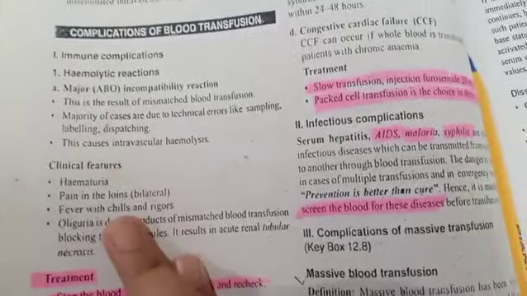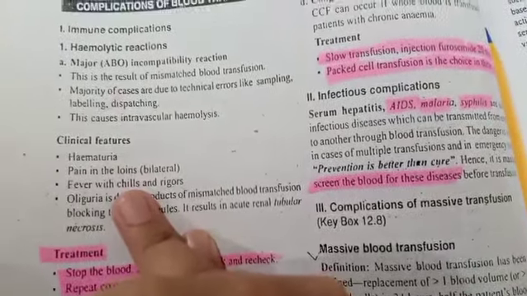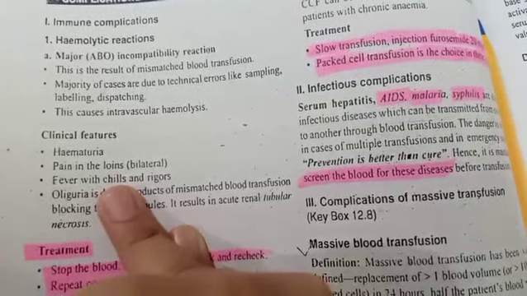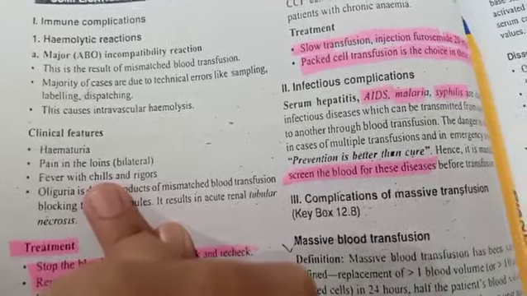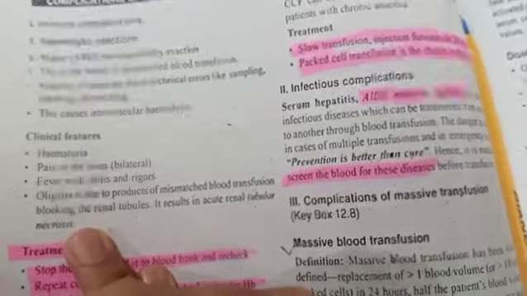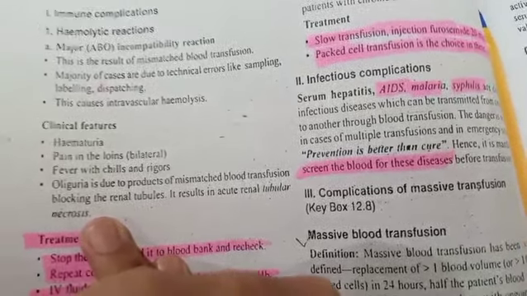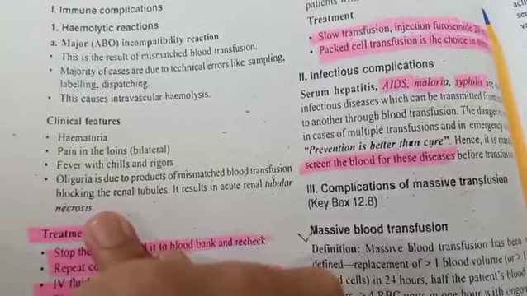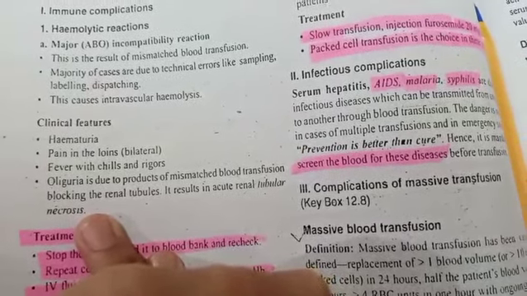hemolysis. The clinical features include hematuria, which is blood in urine, then pain in the loins, which is bilateral, fever with chills and rigors, and oliguria. It is basically the product of mismatched blood transfusion. They are blocking the renal tubules and cause acute renal tubular necrosis.